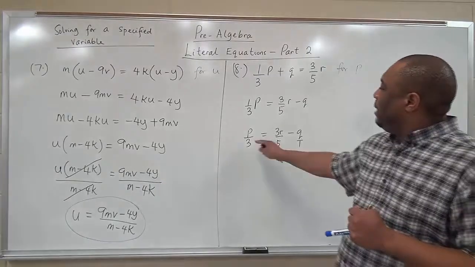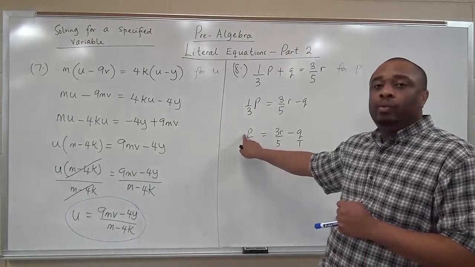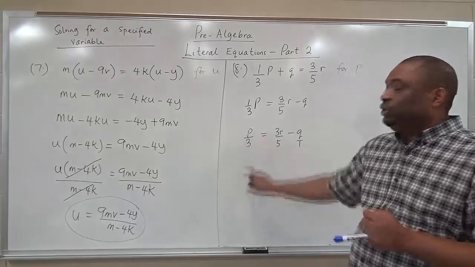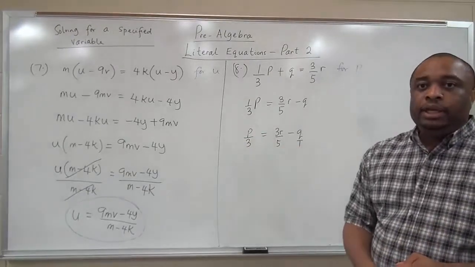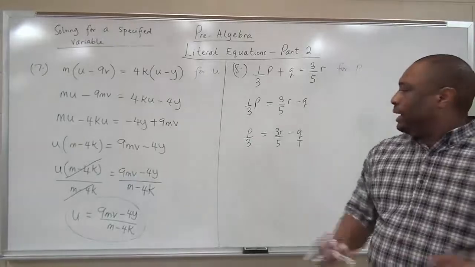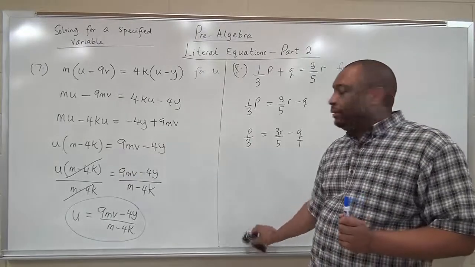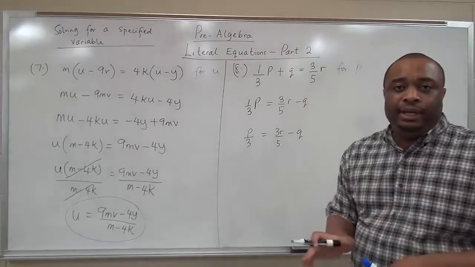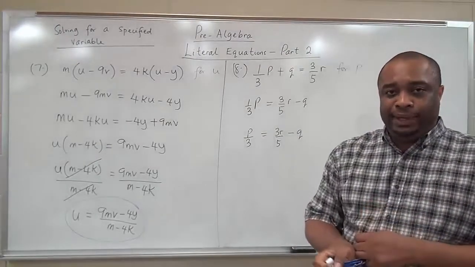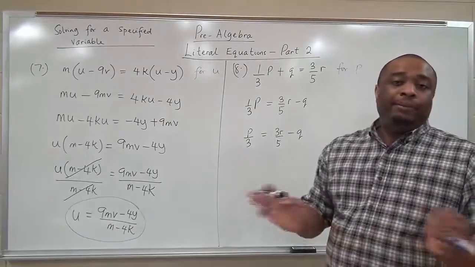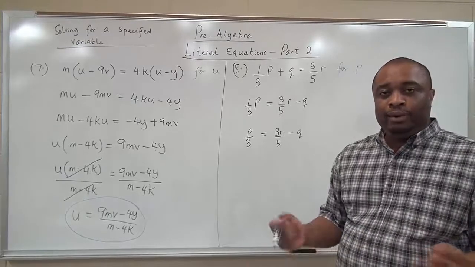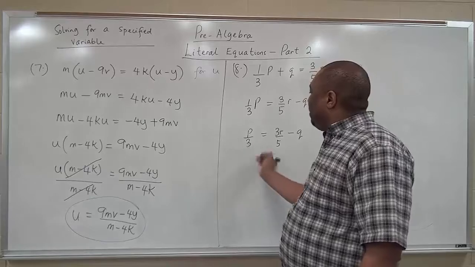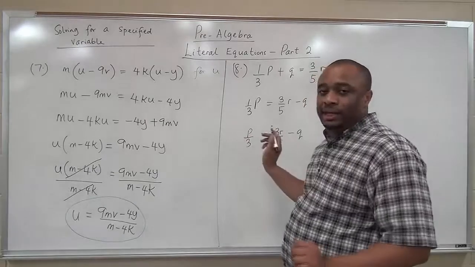Or we can just multiply everything by 3, because we're only interested in p. So let's try it both ways. It doesn't matter. But if we want a quick result, since we are just interested in isolating p, we just multiply everybody by 3 so that we can isolate p.